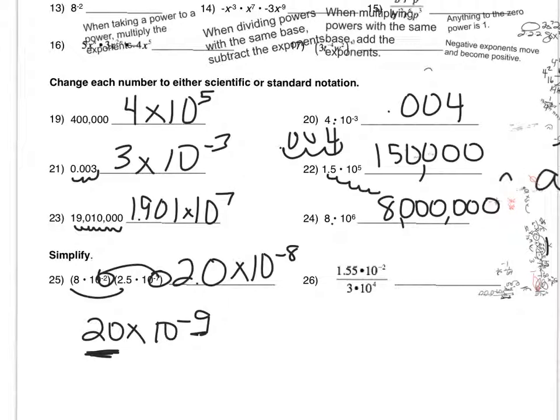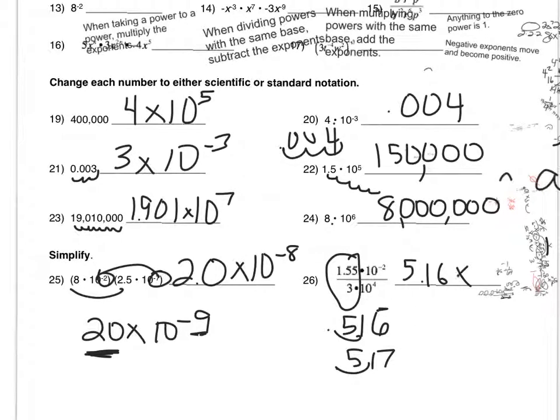And then finally, when I take 1.55 divided by 3, I get 0.516 repeating. And so I might just round that to 0.517. You might see either one. And then because we have to make that 5.16, we've got to move it over one place to make it greater than or equal to 1 but less than 10. It's going to either be 5.16 repeating times 10 to the negative 7th, or if you rounded, 5.17 times 10 to the negative 7th.